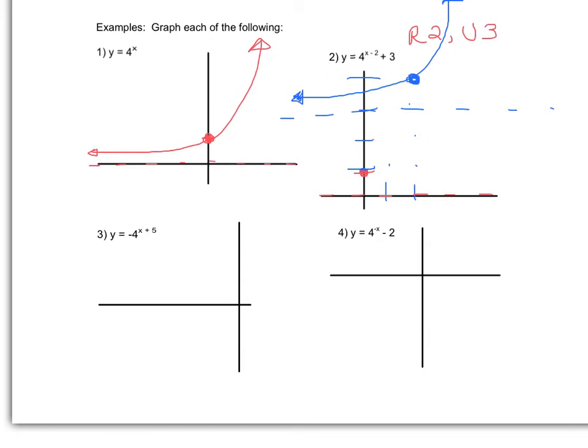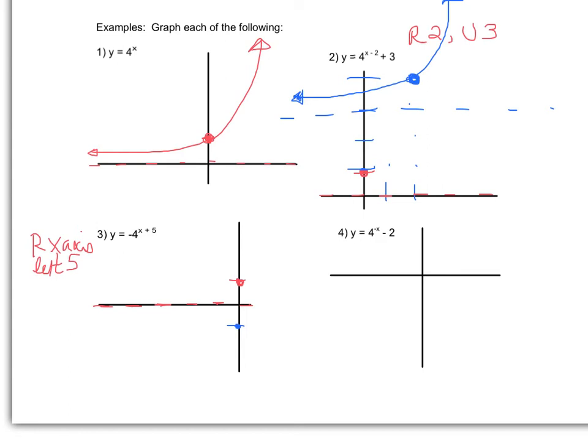Looking at the third example, I see I have a negative out front. Well, I know that's going to reflect over the x-axis. And I also see I have an add 5 up top, so that's going to be inside of the exponent. So inside of my function is going to tell me to go left 5. So again, I would normally start here, and I would normally have a horizontal asymptote here. But because I'm going to reflect over the x-axis, my intercept is going to reflect to right here, and then I'm going to move left 5.